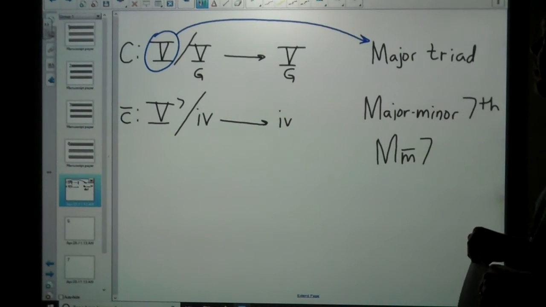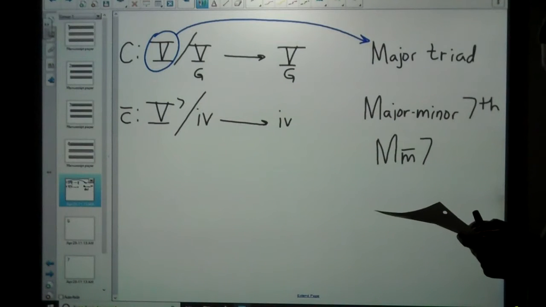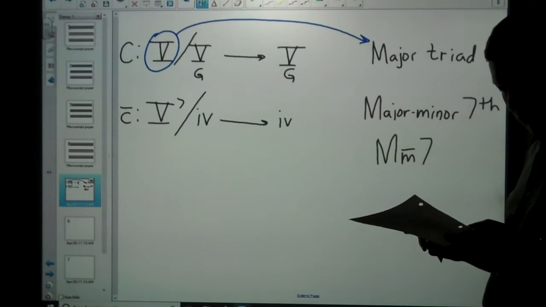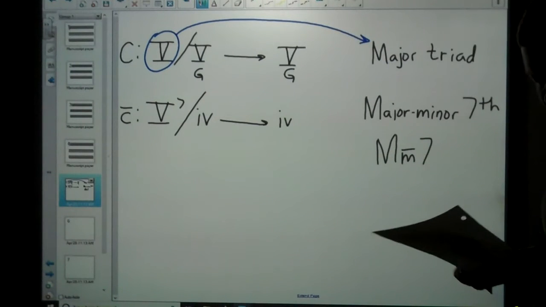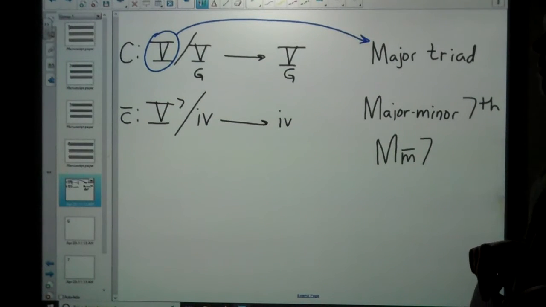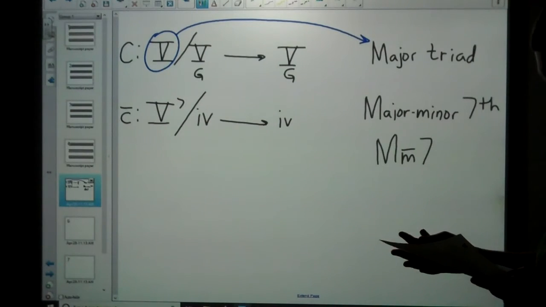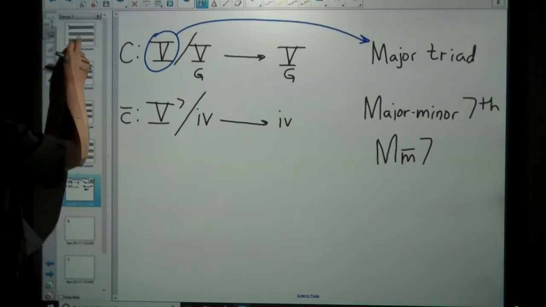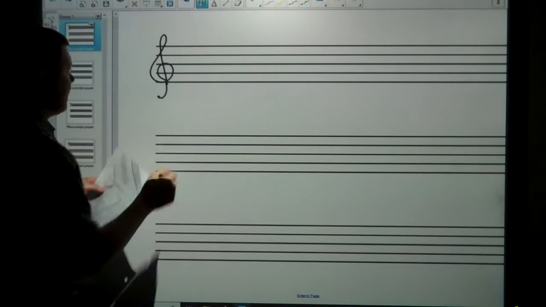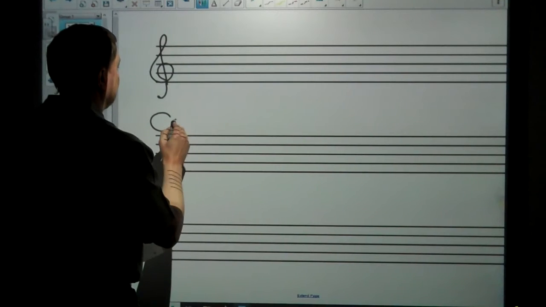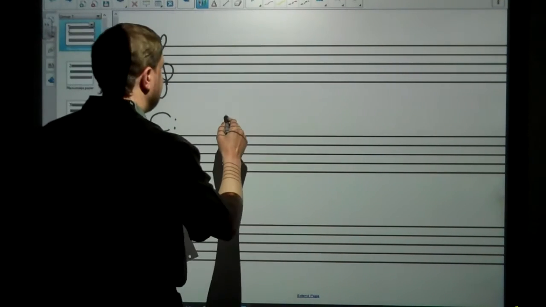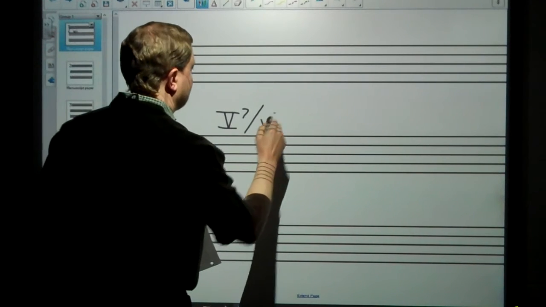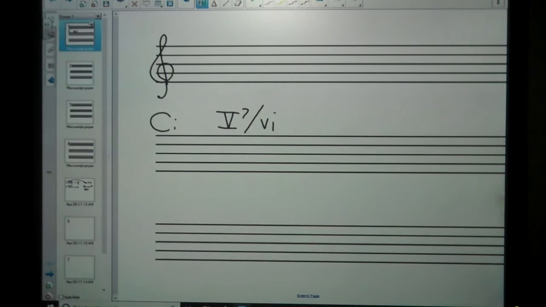Now, one way to view how to spell a secondary dominant is to spell the chord in the key of the non-tonic chord that we are tonicizing. So, for example, let me give you more of a concrete illustration. Let's say I'm in the key of C major, and I need to spell a 5/7 of 6 chord in the key of C major.